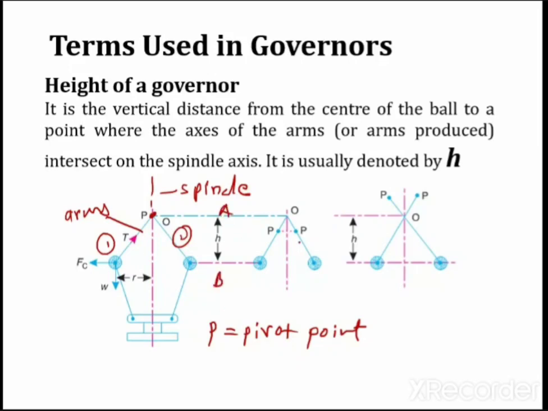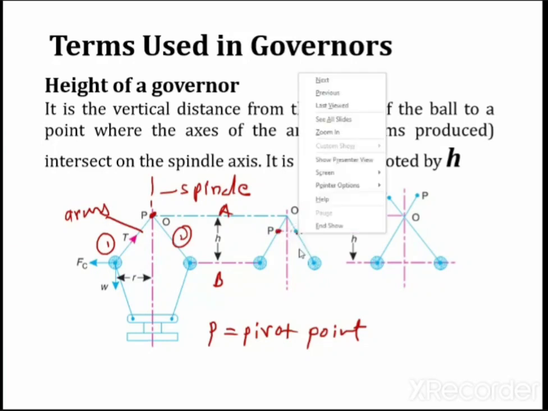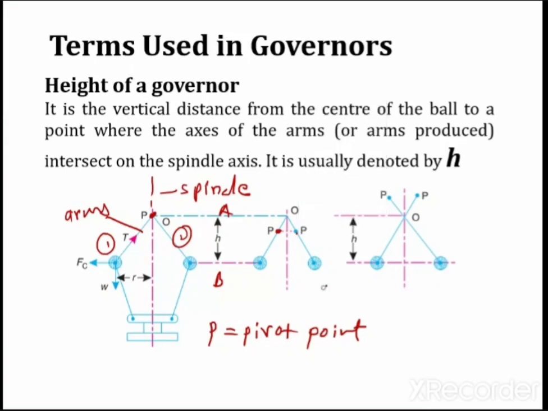But now in this case, you can see that the spindle axis and the point P are not intersecting. They are at the opposite side, right? Can you see in the figure? This point P here is not on the spindle axis. So we are not considering that. What we are considering is the intersection point of the two arms. So O is nothing but the intersection point.